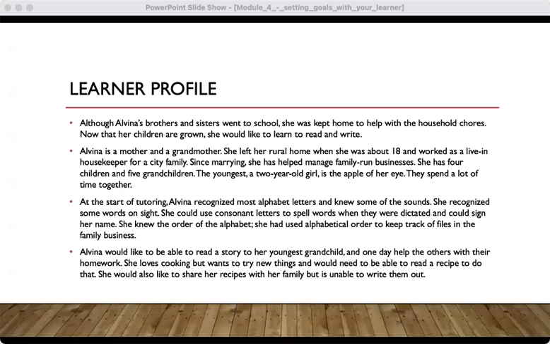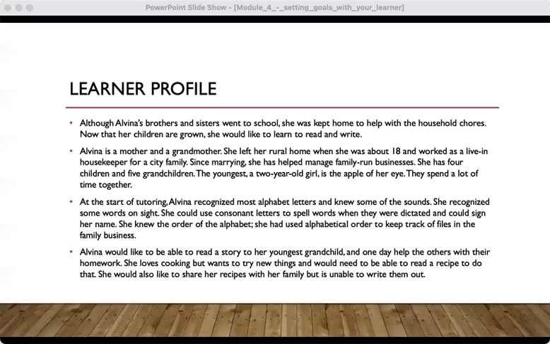Alvina is a mother and grandmother. She left her rural home when she was about 18 and worked as a live-in housekeeper for a city family. Since marrying, she has helped manage the family-run businesses. She has 4 children and 5 grandchildren. The youngest, a 2-year-old girl, is the apple of her eye. They spend a lot of time together. Okay, here we learn a little about her background. We get a sense that she is resourceful if she's helped to run businesses despite struggling with her literacy. We also get a glimpse at what could be a reason for her seeking help now: her grandchildren.